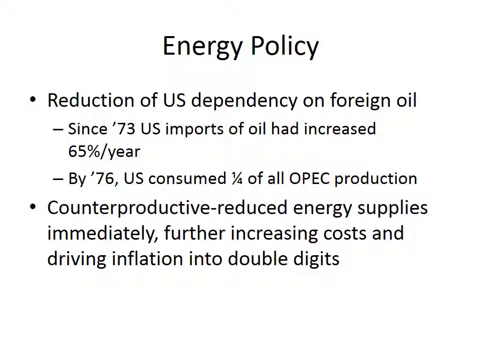Okay? And you see here, since 73, the oil embargo, U.S. imports of oil had increased by 65% a year. This was one of the main causes of the stagflation, was this increase in demand for oil by the United States, which drove prices up still further. Okay? By 76, you see the U.S. consumed 1/4 of all OPEC production.